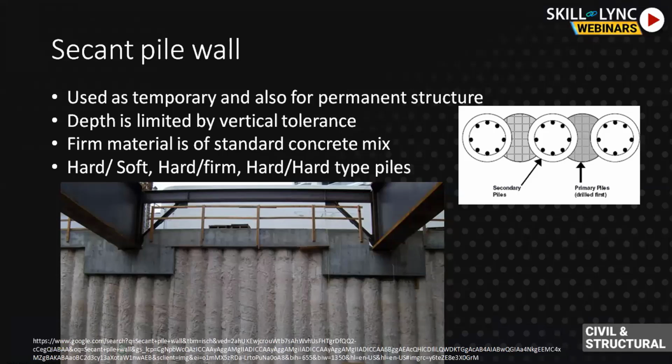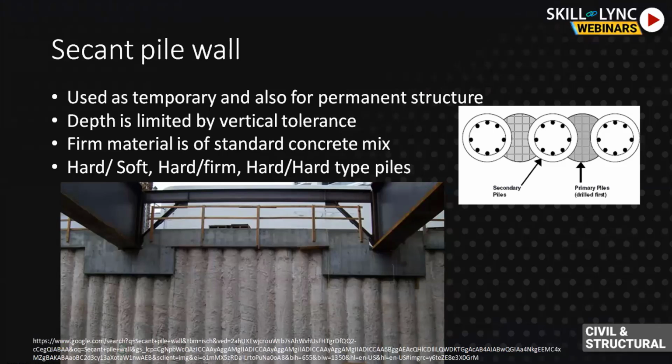Next embedded retaining wall is the secant pile wall. The secant pile wall is used in many projects, even for deep underground structures. This can be used both as a temporary structure and as a permanent structure. There are three types of secant pile wall system: hard-soft, hard-firm, and hard-hard piles. Generally, the limitation is that you can go for a maximum of 20 to 25 meters of depth.